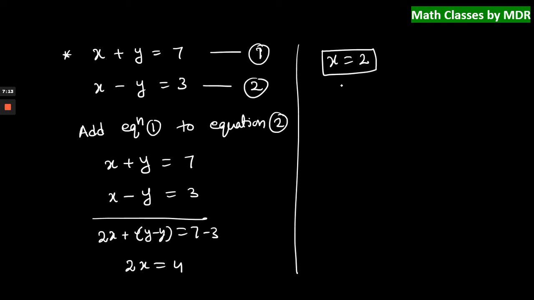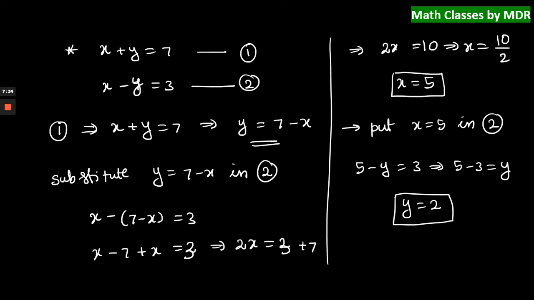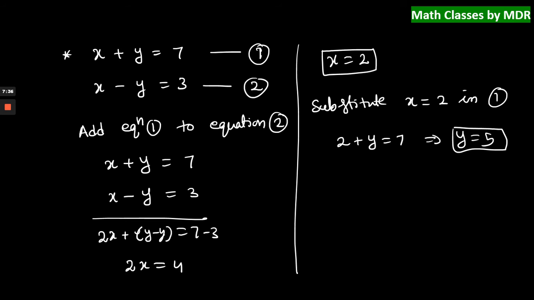x equals 2. Now you can substitute this x equals 2 in either equation 1 or 2. Substitute x equals 2 in equation 1, so that you'll get 2 plus y is equal to 7, where y is 5. Is it the same as the substitution method or not? Yes, it's the same as the substitution method.